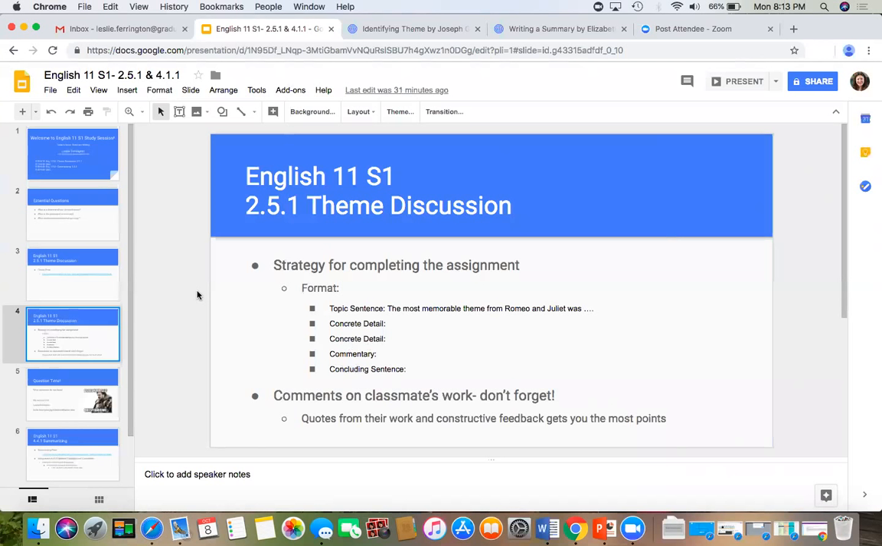The other thing that some people often forget is that you need to include a comment on one of your classmates' work. Do not forget to use quotes or constructive feedback, which is going to get you the most points. If you just say, that's great, you're going to get the minimal amount of points for having commented on somebody's stuff. But if you say, that's great, I think that you should add more concrete details to support this or this, or you include a quote that you really enjoyed from their paragraph, then you will get more points than you would have if you just include, good job.